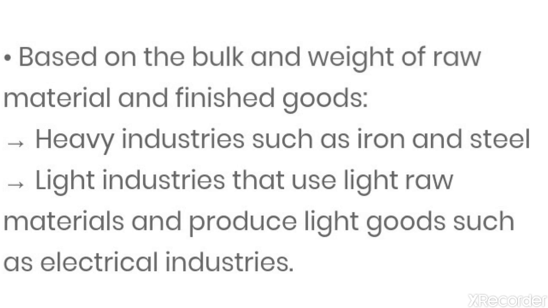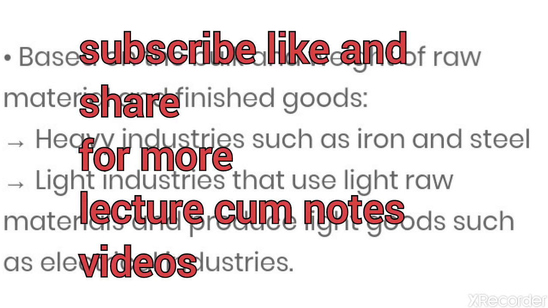So on the basis of raw material used, we have agro based industries and mineral based industries. On the basis of their main role, industries are classified as basic industries and consumer industries. On the basis of capital investment, industries can be classified as small scale industries and large scale industries. On the basis of ownership, industries can be classified as public sector, private sector, joint sector, and cooperative sector industries. On the basis of the bulk and weight of raw materials and finished goods, industries are classified as heavy industry and light industry. So this is all about the classification of industries.